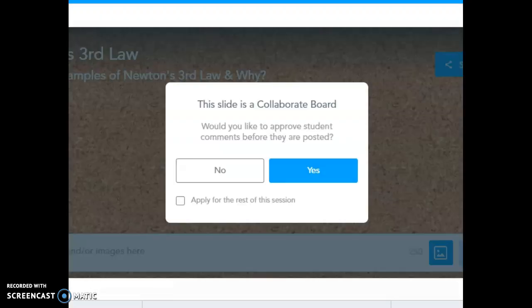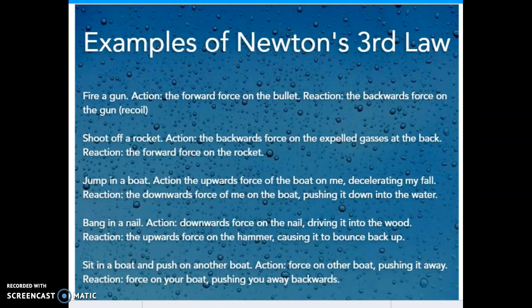There's some videos in here that I would recommend watching that would go along with that. You won't have to do the collaborative board. Here's some examples of Newton's third law. If you ever shoot a gun, there will be something that it's called, it kicks back on you. And the reaction is that backwards force of the gun, the recoil, hits back into your shoulder.